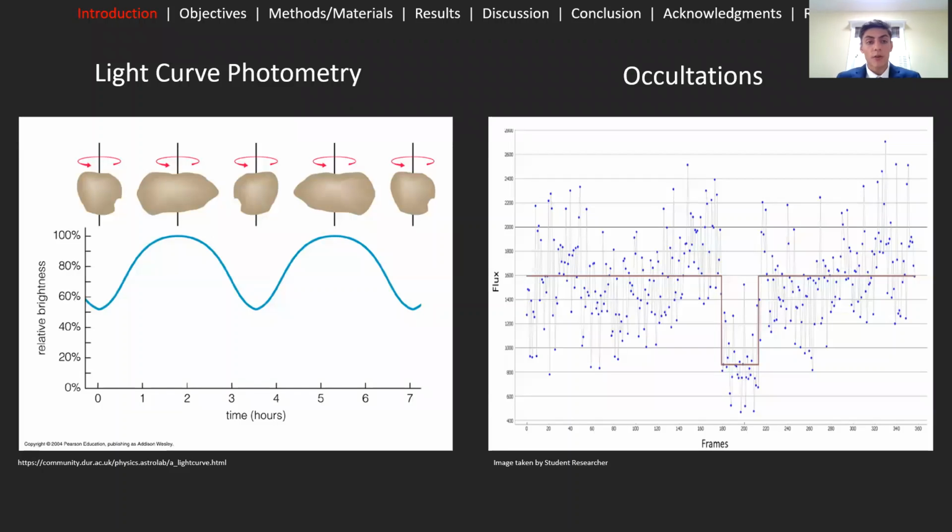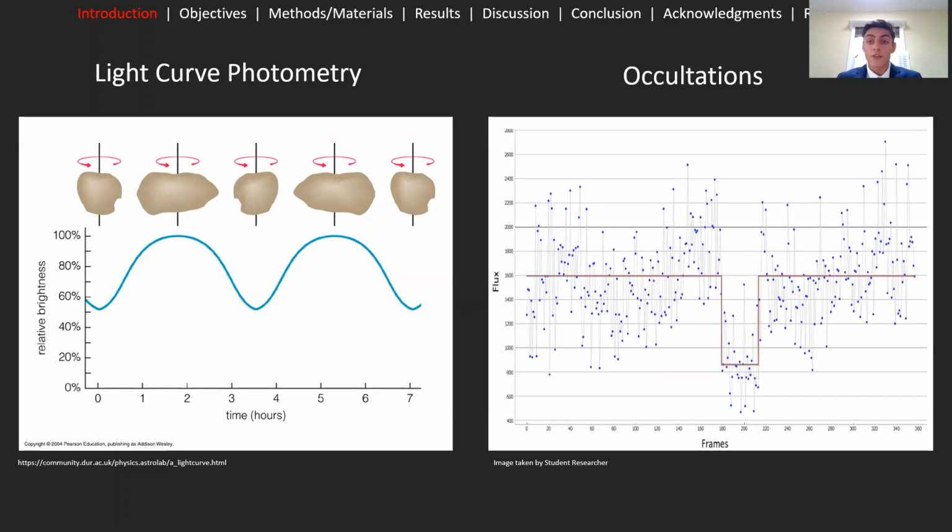There are two main ways for generating shapes and shape models for asteroids. The first is light curve photometry, seen here on the left of the slide. Light curve photometry occurs when an astronomer observes an asteroid rotating around its central axis for a long period of time, usually 7 to 10 hours. From these events, astronomers can then characterize that asteroid, generating shape models.